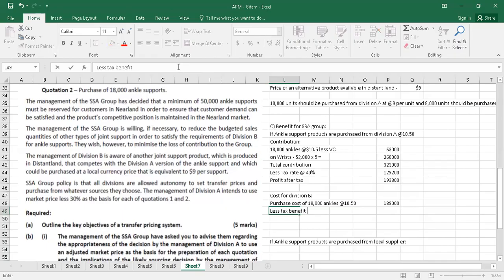Division B is in distant land. If it is in distant land, it will be benefited at the rate of 20%. Benefit for SSA group.